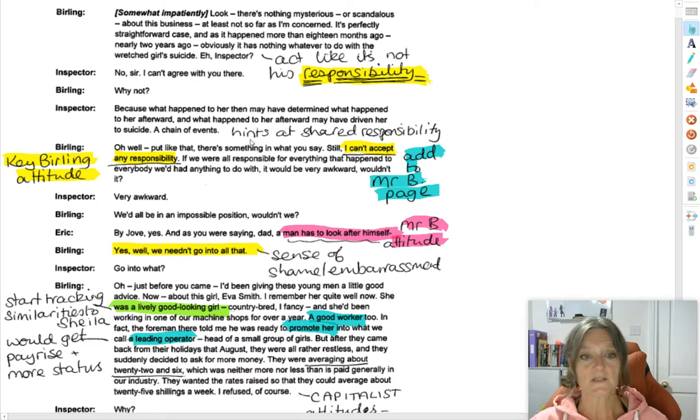So what the inspector's doing here is hinting that you can share responsibility for what happens to someone. He's not saying, Mr Birling, yeah, what happened 2 years ago was entirely your fault. What he's saying is what you did, the way that you acted, Mr Birling, it set off this chain of events, this chain reaction. So yeah, actually you are involved and you are responsible, partially at least, for what happened. That's what the inspector's saying.